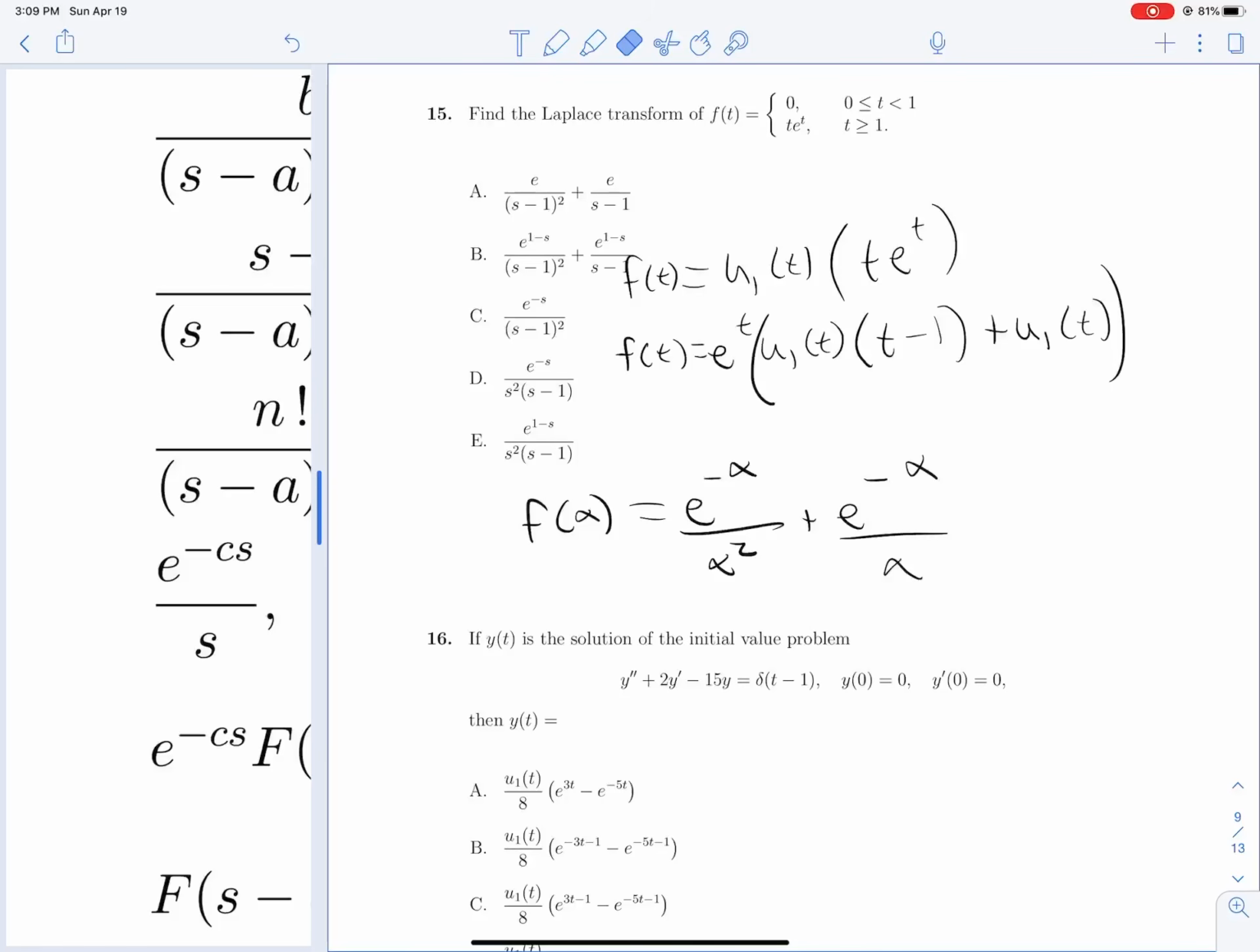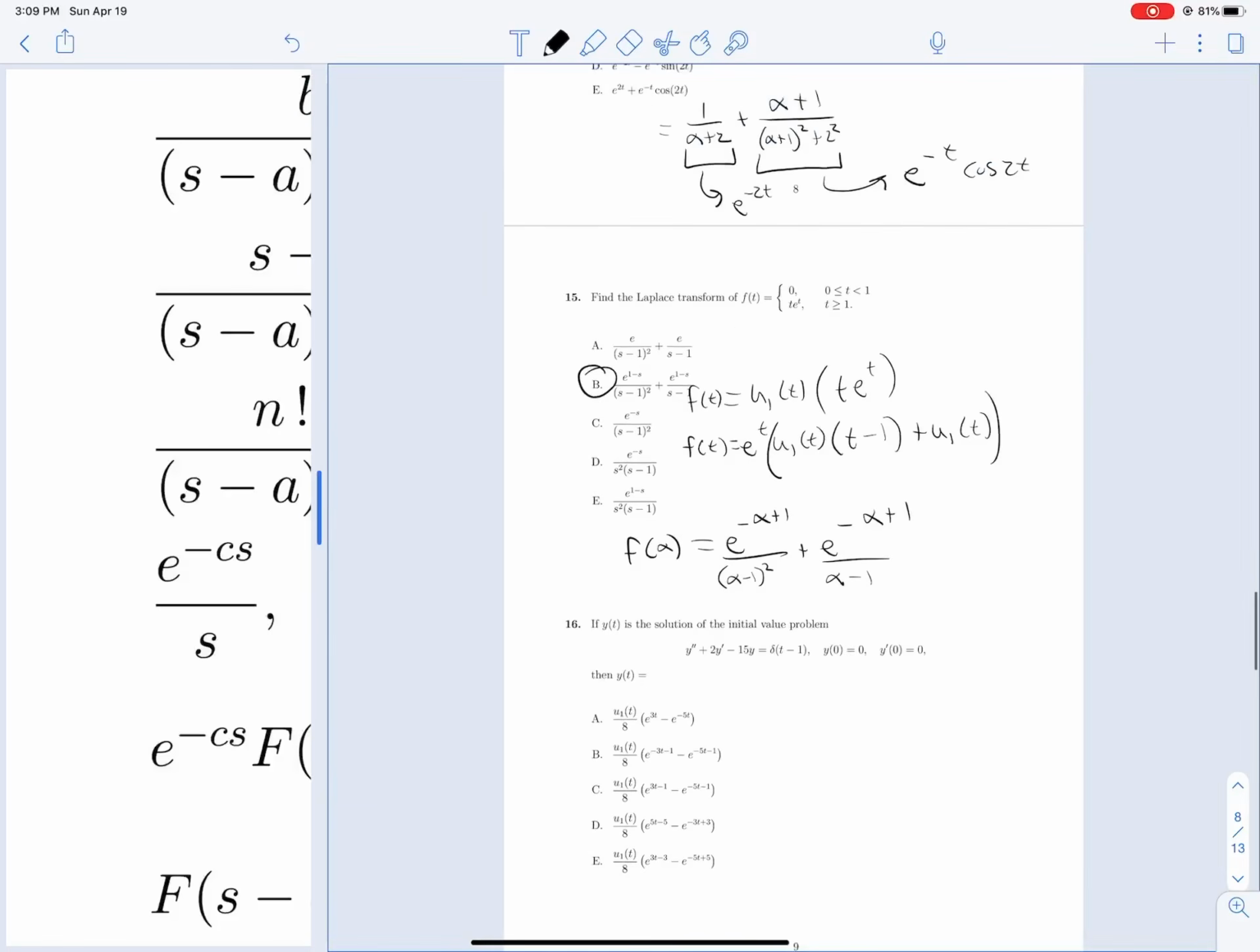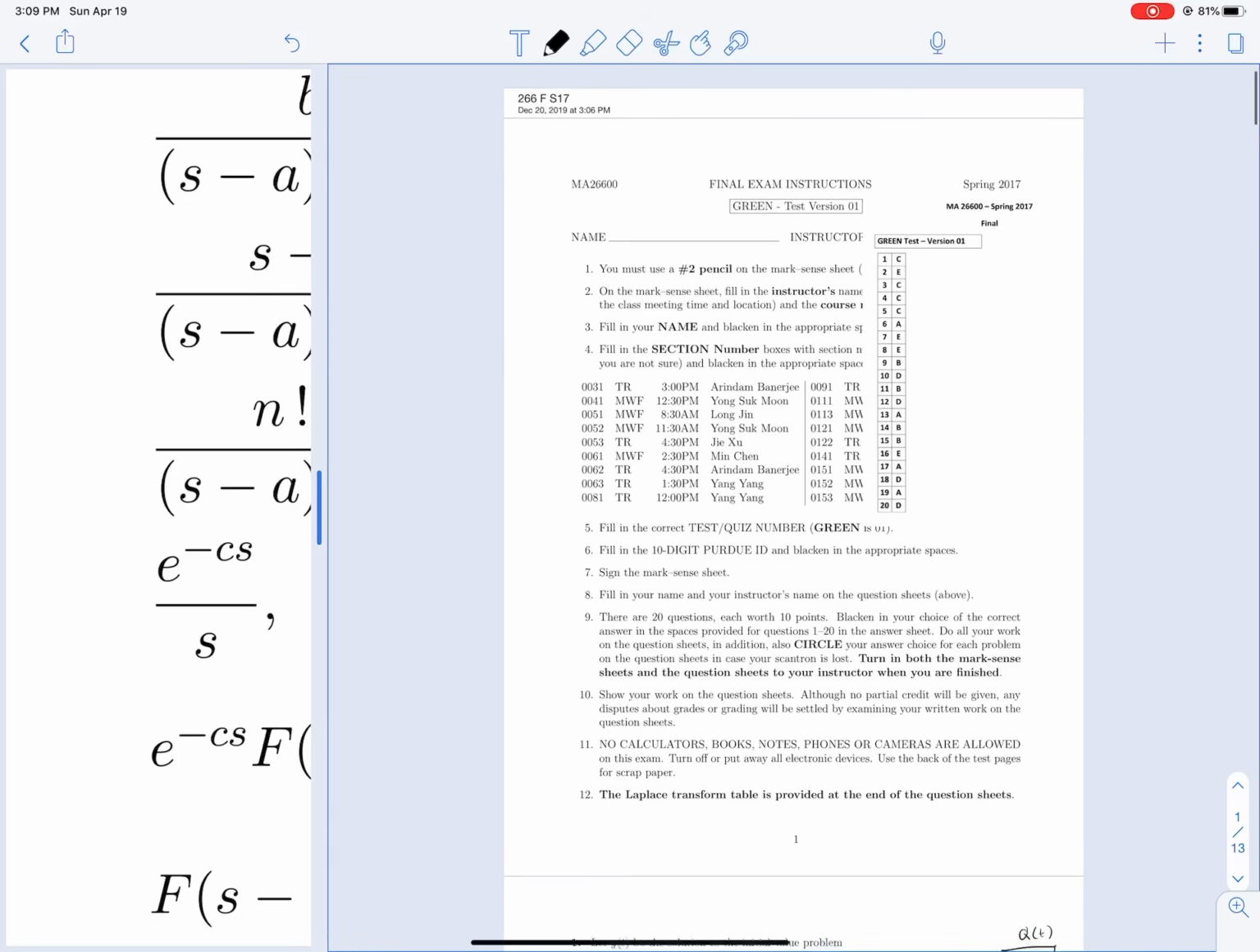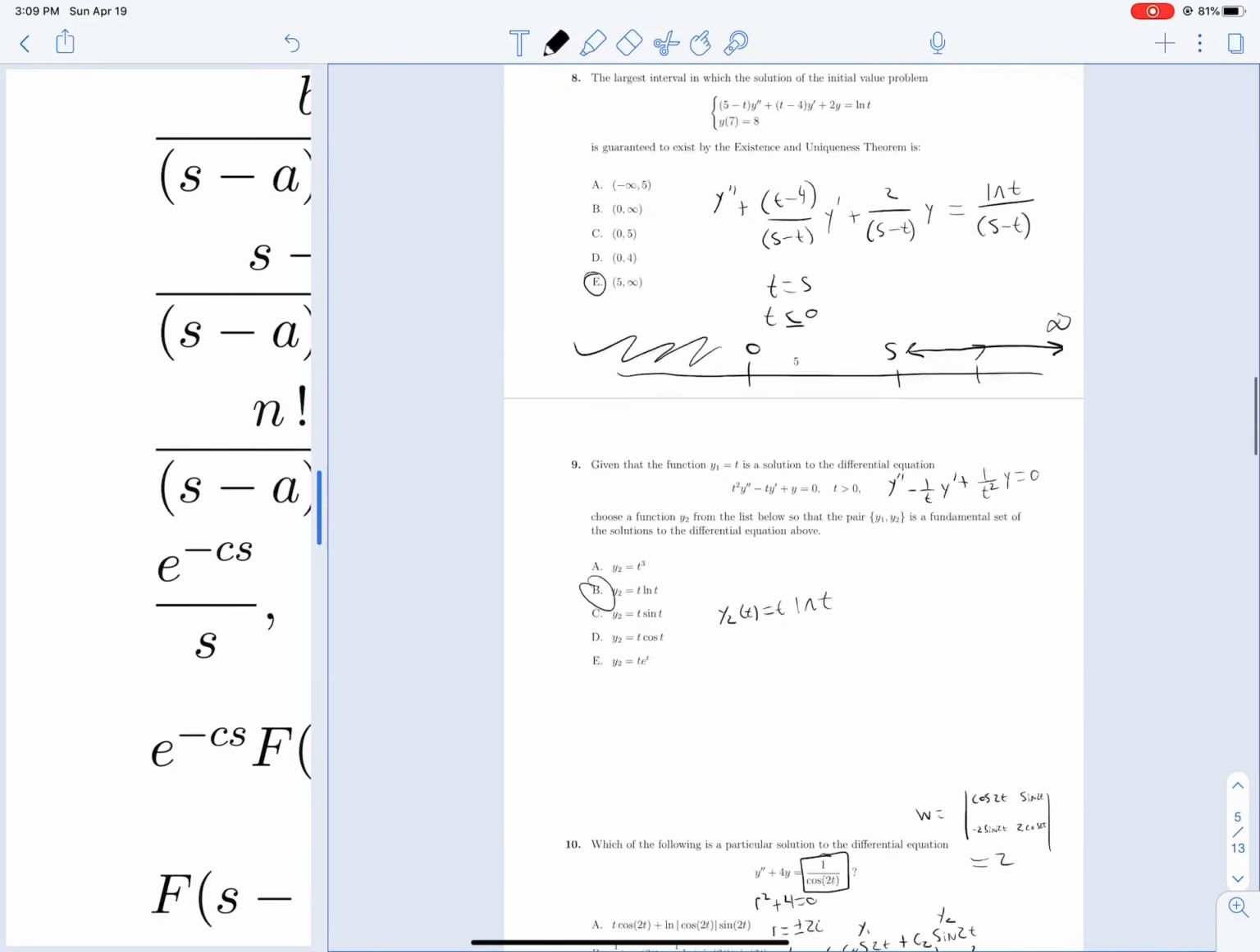But we have to remember, all of our alphas are being replaced with alpha minus 1s. So alpha minus 1 will become alpha plus 1 up here, plus 1, alpha minus 1 squared, and alpha minus 1. And so that gives us answer choice B if we replace all of our alphas with s's for 15.